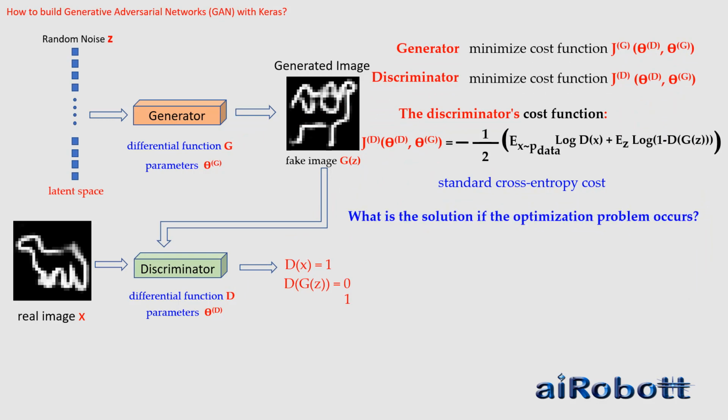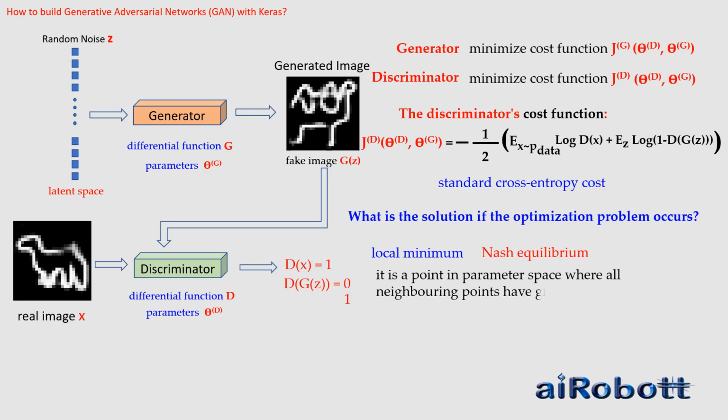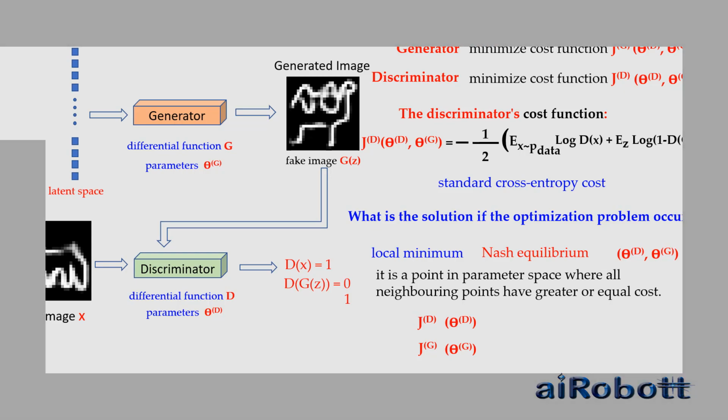What is the solution of this optimization problem? The solution to an optimization problem is a local minimum, that is a Nash equilibrium. It is a point in parameter space where all neighboring points have greater or equal cost. In this context, a Nash equilibrium is a tuple theta D comma theta G that is a local minimum of the discriminator cost function J D with respect to parameter theta D, and a local minimum of the generator cost function J G with respect to parameter theta G.